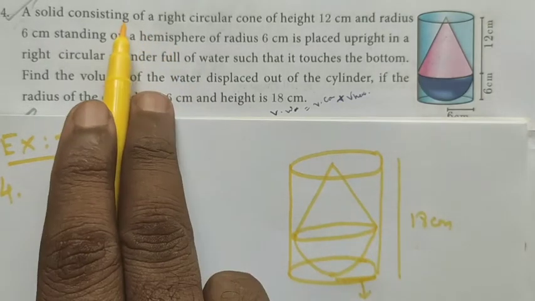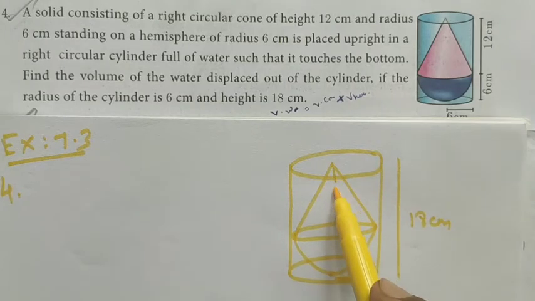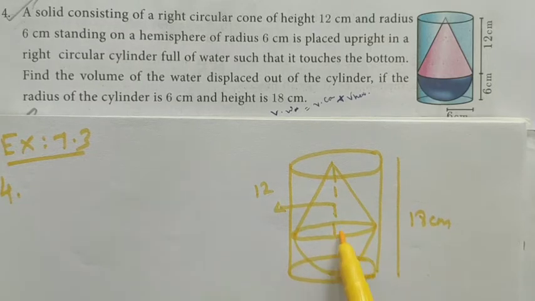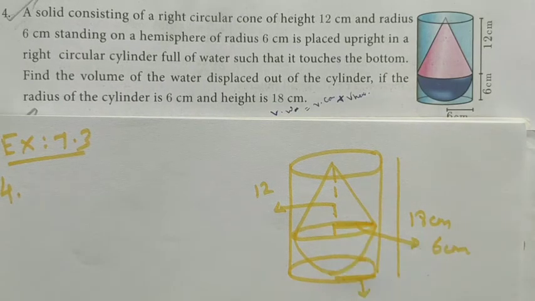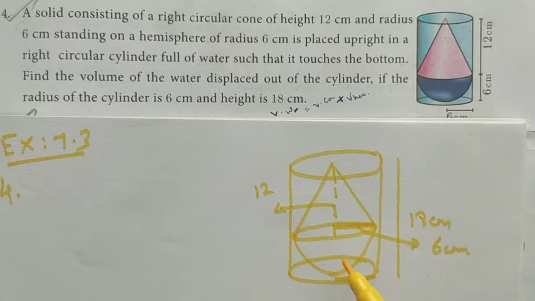Now the solid consists of a right circular cone of height 12 centimeter. The cone's height, this height, is 12 centimeter. Then the radius is 6 centimeter as it is. This radius is 6 centimeter, for both the hemisphere and the cone. Now we want to find out what is the volume of water displacement.